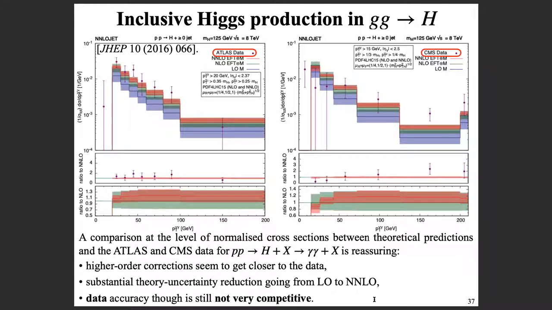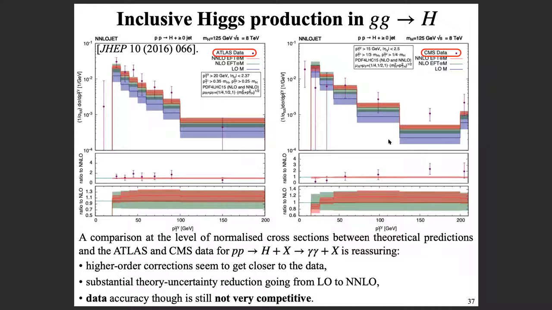So this is how the next-to-next-to-leading order computation for this process compares to data. On the left, you see the comparison to the ATLAS data, and on the right, the comparison to the CMS data. There are a couple of things to notice here. First of all, higher order corrections help describe the data. So you see that as you include more corrections, the predictions get closer to the data. So you see blue, green, red get closer and closer to the data in both cases, ATLAS and CMS.